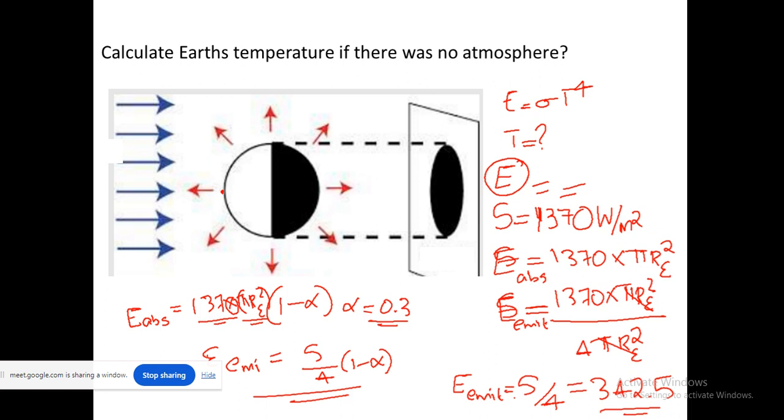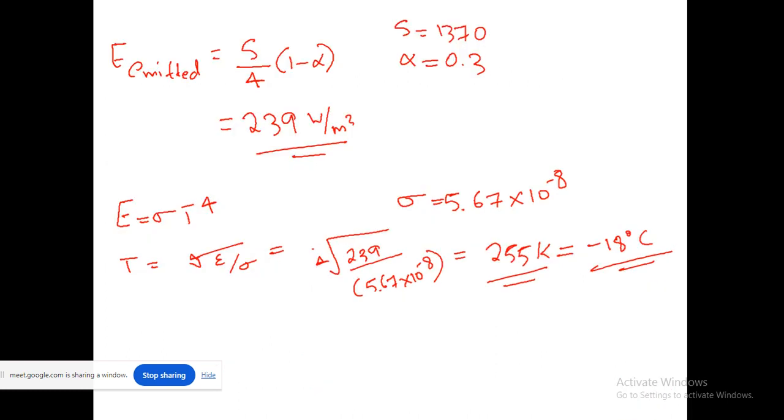We found that if this much is reflected back, we can calculate how much is absorbed, which we got as S into pi r e square into 1 minus alpha. And then we calculated the emitted radiation, which comes as S by 4 into 1 minus alpha. This is the energy being emitted. From this, the energy emitted was found to be 239 watt per meter square. Now, using the Stefan-Boltzmann law, we calculated the temperature of the earth, which comes to be 255 Kelvin or minus 18 degrees Celsius. This would have been the temperature of the earth if the atmosphere was not present. The actual temperature is 20 degrees Celsius.